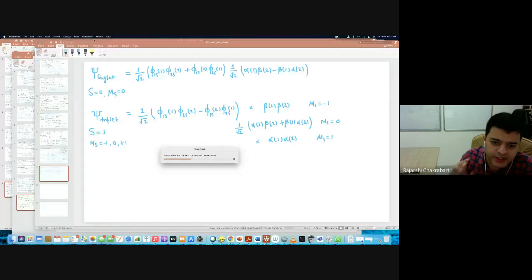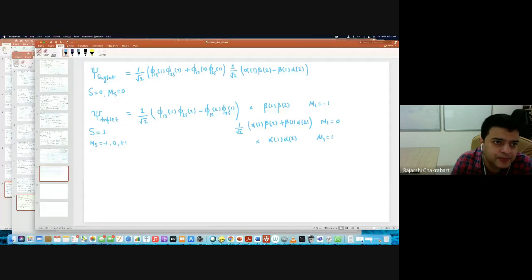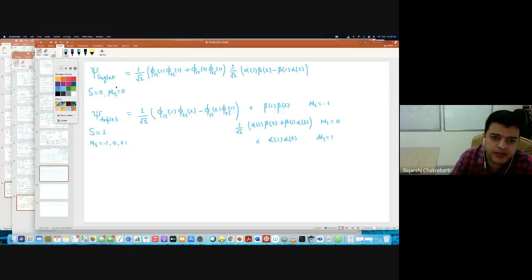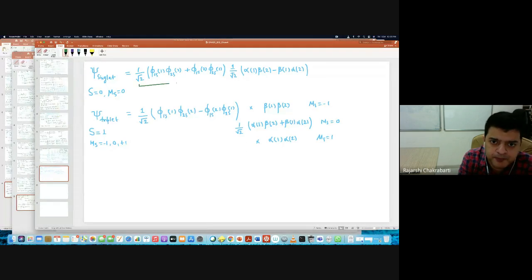Let me repeat, for the singlet, the space part is symmetric and the spin part is antisymmetric. For the triplet, the other way. This is symmetric. For the singlet, this is antisymmetric. The total is antisymmetric, has to be, no?